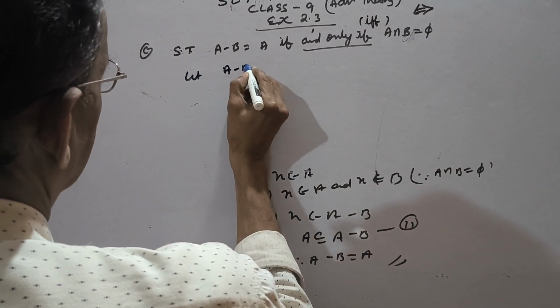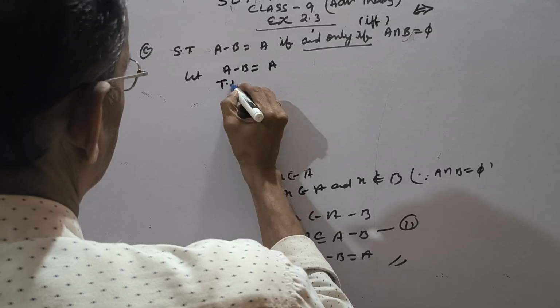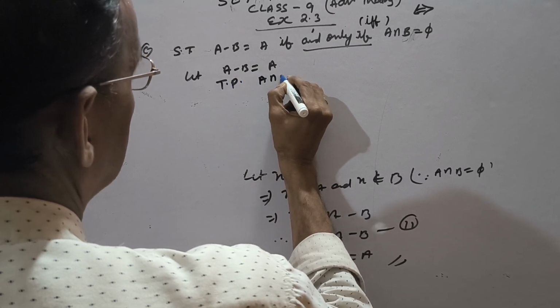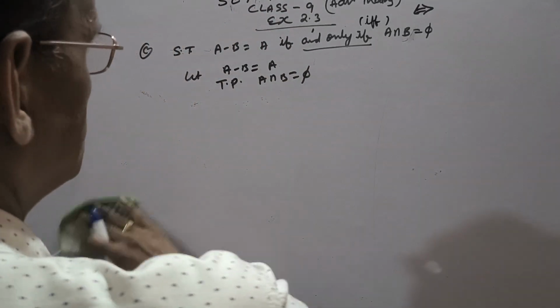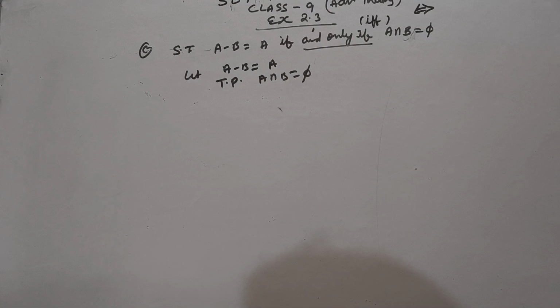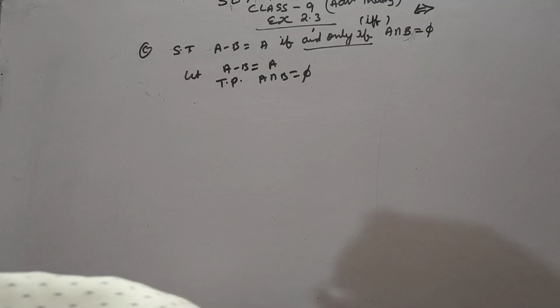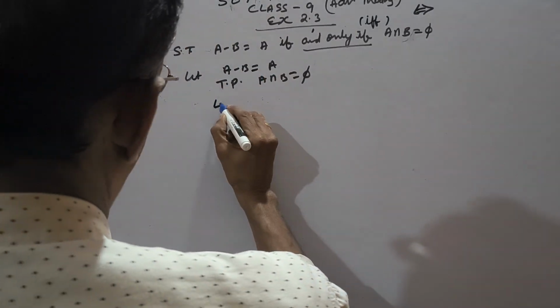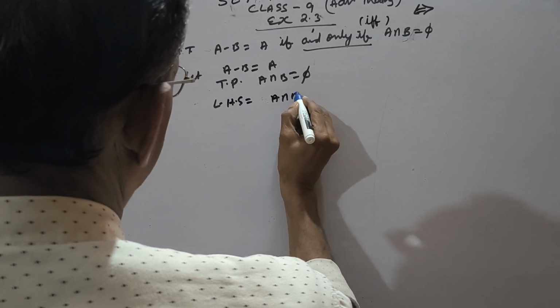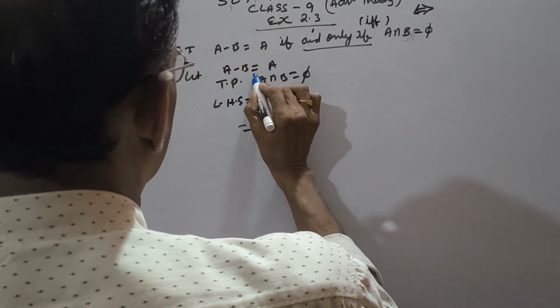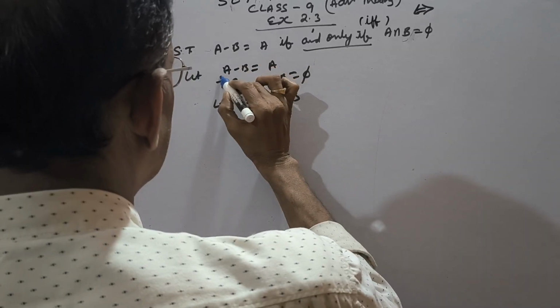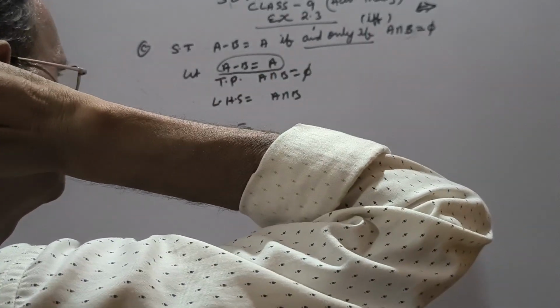Let A minus B equal to A, then we have to prove A intersection B equal to phi. We are doing the definition method because this type can be done by the definition method. Now take the left hand side, A intersection B. For A, what is given? A equal to A minus B. So we must use this given part. Because it is given, we must use it.